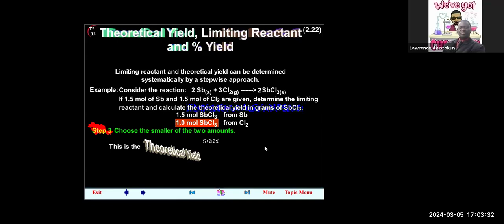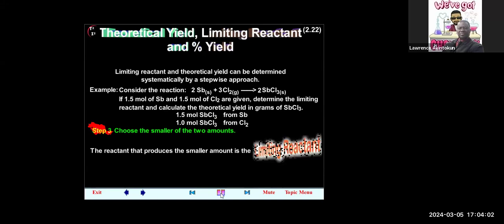Mass is equal to mole times molar mass, which is 1.0 times 228.2, equal to 228.2 grams. The reactant that produces the smaller amount is the limiting reactant. Here, Cl2 is the limiting reactant.